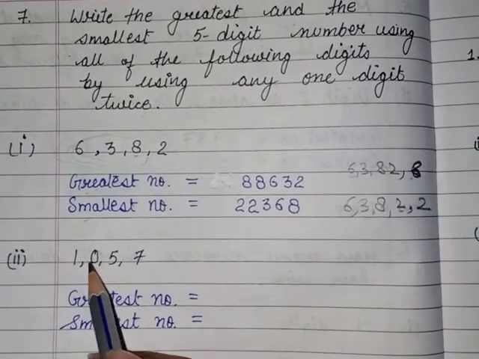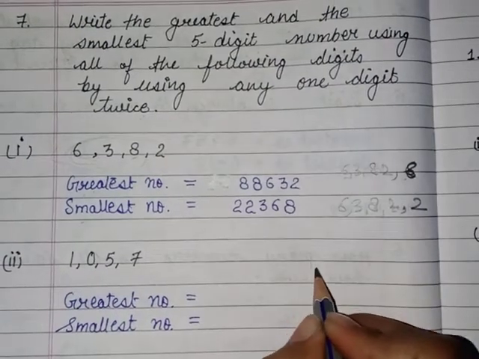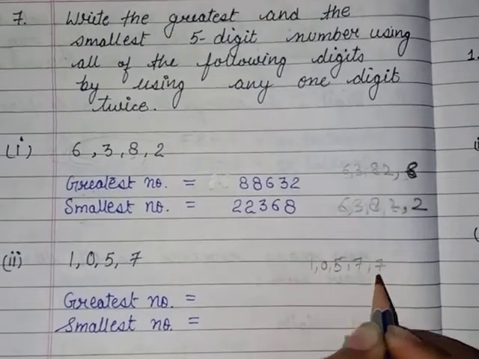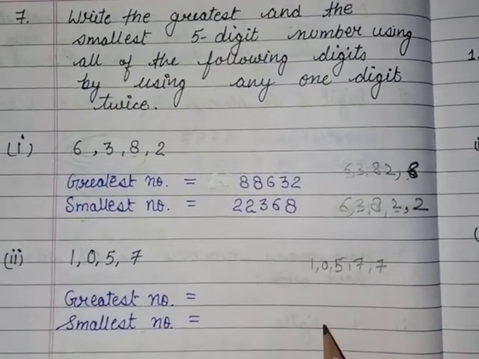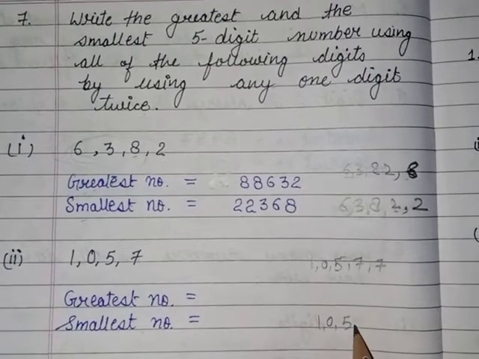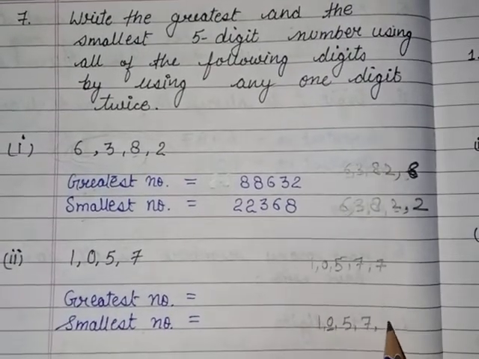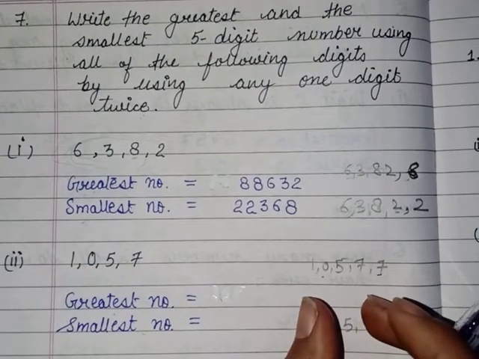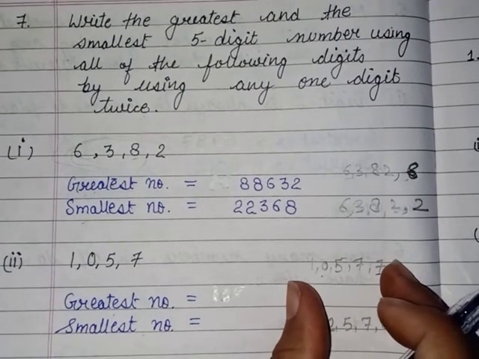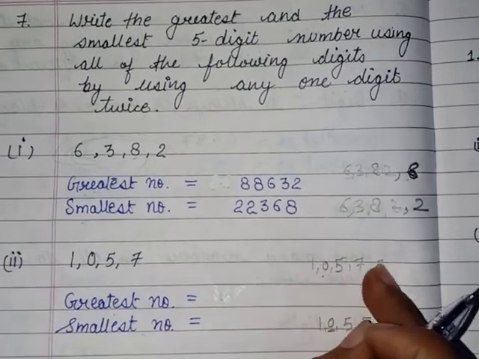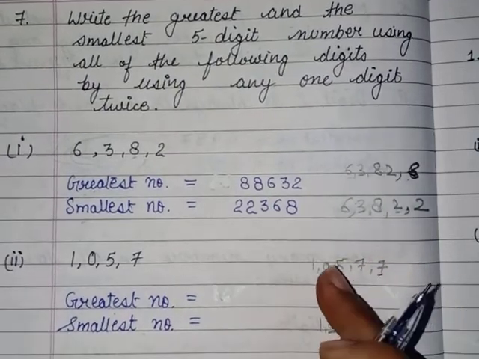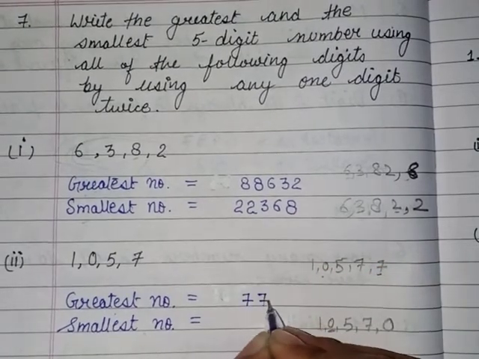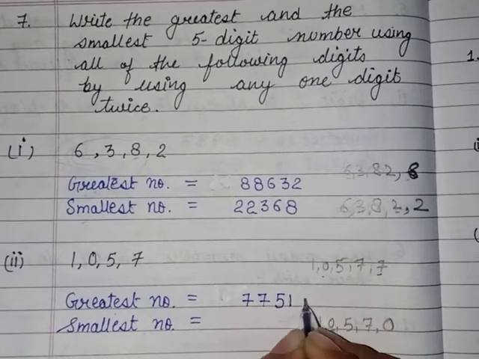In the next part, again to form the greatest number, we will repeat the greatest digit, which is 7. So we will repeat the 7. To form the smallest number, we will repeat the smallest digit, which is 0. So we will repeat the 0. Now form the greatest number using these digits. Okay, to form the greatest number, arrange them in descending order, greatest to the smallest. Greatest is 7, again 7, then 5, then 1, then 0.